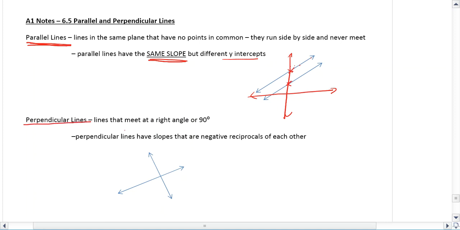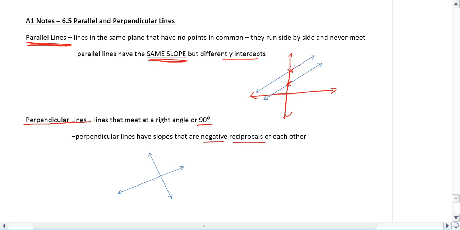Perpendicular lines are defined to be lines that meet each other at a right angle, and a right angle is defined to be 90 degrees. And the slopes of perpendicular lines have a relationship too. Obviously, they're not the same because they cross each other, but their slopes are negative reciprocals of one another.